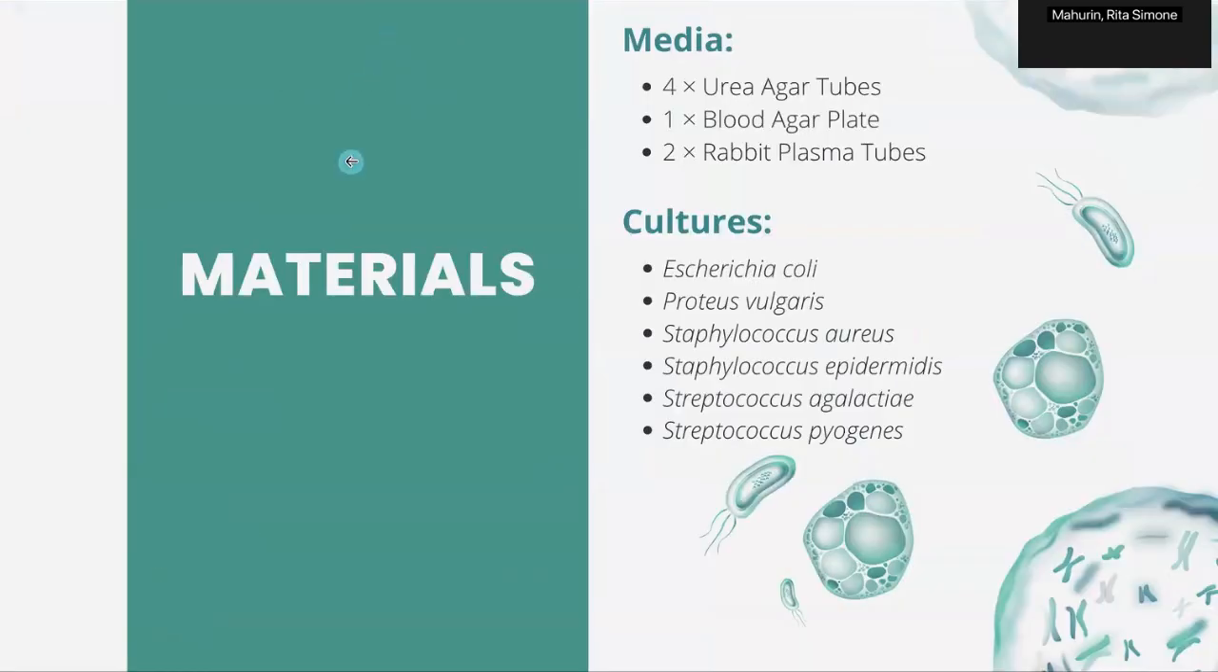As far as our materials, the media we utilized were 4 urea agar tubes. We also used 1 blood agar plate, and then we used 2 rabbit plasma tubes. In the cultures, we did use E. coli, P. vulgaris, S. aureus, S. epidermidis, Streptococcus agalactiae, and then Streptococcus pyogenes.